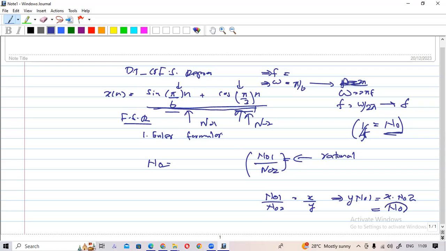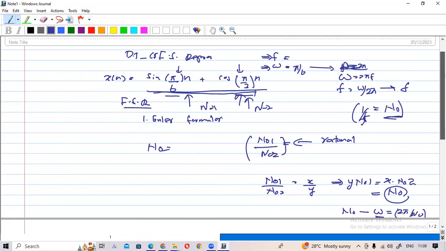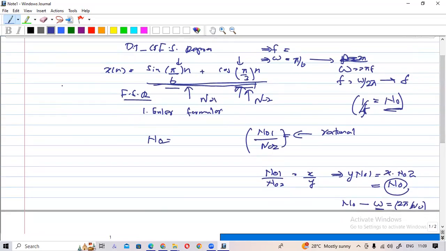So you can find the overall period. Again, if you know the overall period, you can find the omega. Omega is equal to 2π by n naught. This is the fundamental angular frequency. Then you can find the corresponding coefficients. So that is the procedure. Very easy. You should be familiar with this procedure.